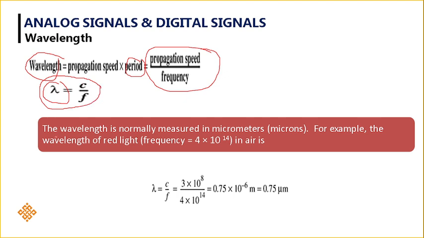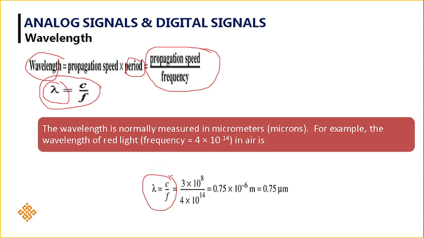So here is a small problem statement. The wavelength is normally measured in micrometers. It's asking, find the wavelength of the red light. Normally the color of light, which is red, will have a frequency of 4 into 10 power 14 in air. So we are asked to calculate the wavelength. As we already have the formula, lambda is equal to c by f.